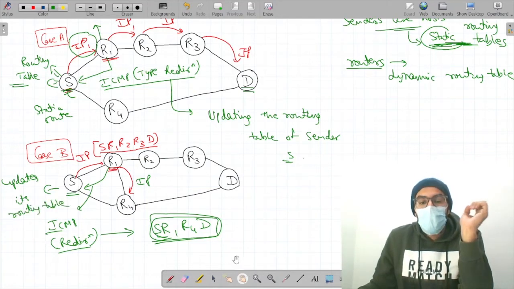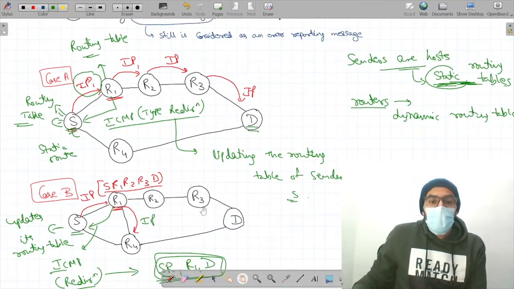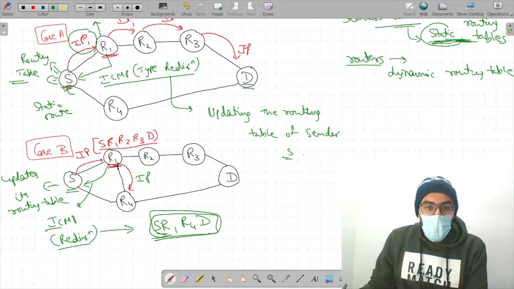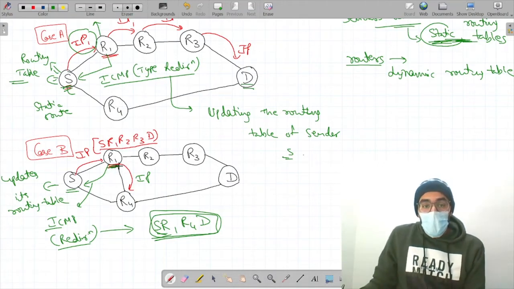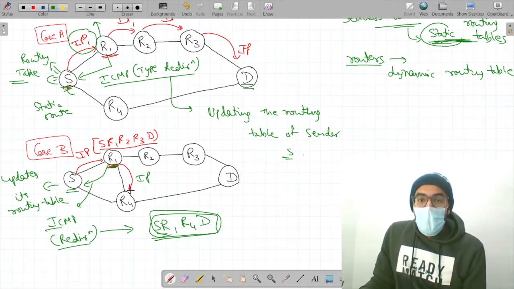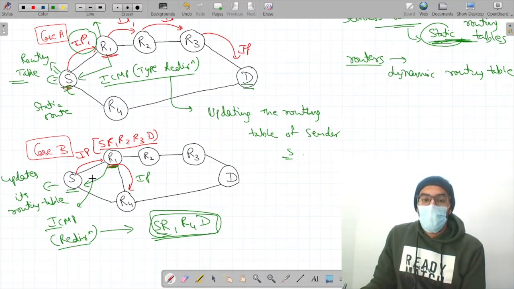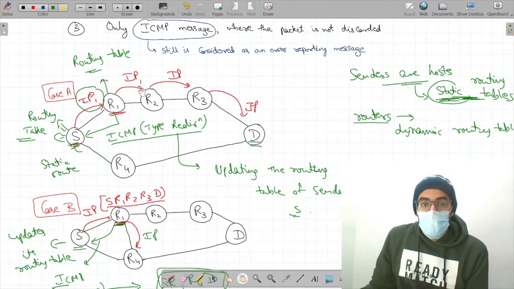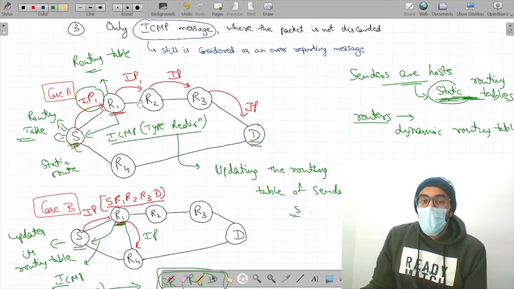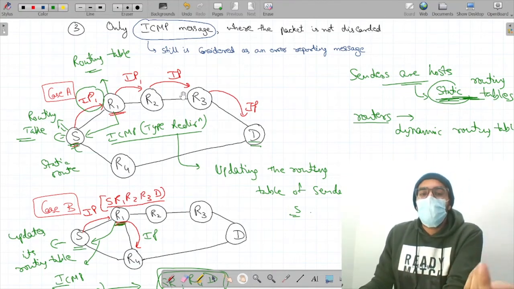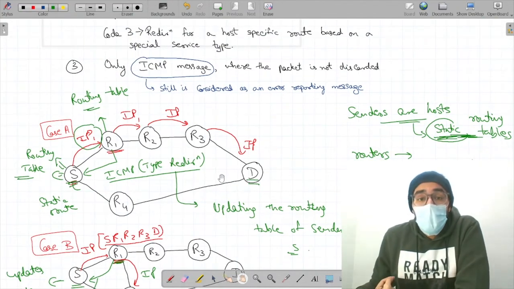I hope that up till this point would have been very much clear to you. Now there are a few mistakes that a lot of students make, and this is a technical, conceptual question. As you might have seen over here, router R1 is not discarding the packet. It is simply forwarding the packet, but it sends the redirection message to the sender S to tell him that you need to update your routing table with the better route. Over here as well, router R1 has not discarded the packet. It has made sure that the packet moves forward. Instead of discarding and then sending the ICMP message, it forwards the packet and then sends the ICMP message back to the sender S, telling him to update your routing table with a better route.